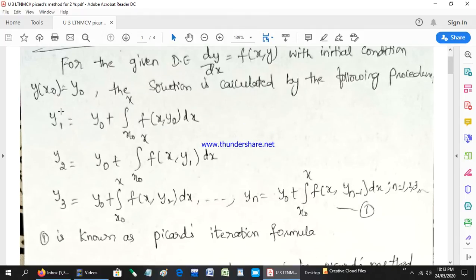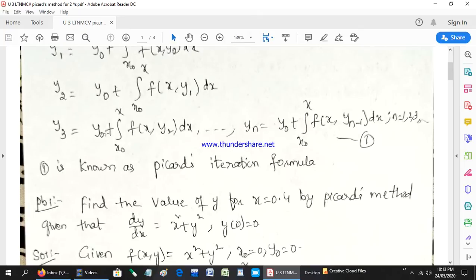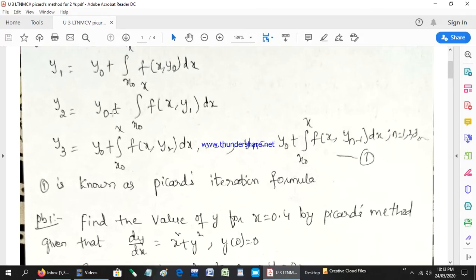Here the first approximation is given by y1 is equal to y naught plus integral x naught to x f of x, y naught dx, and y2 is equal to, based on the first approximation, y naught plus integral x naught to x f of x, y1 dx, and y3 is equal to y naught plus integral x naught to x f of x, y2 dx. Like this, based on the previous approximation, we give the present approximation. Based on this y1, y2, y3 formula, we can frame the nth successive approximation.